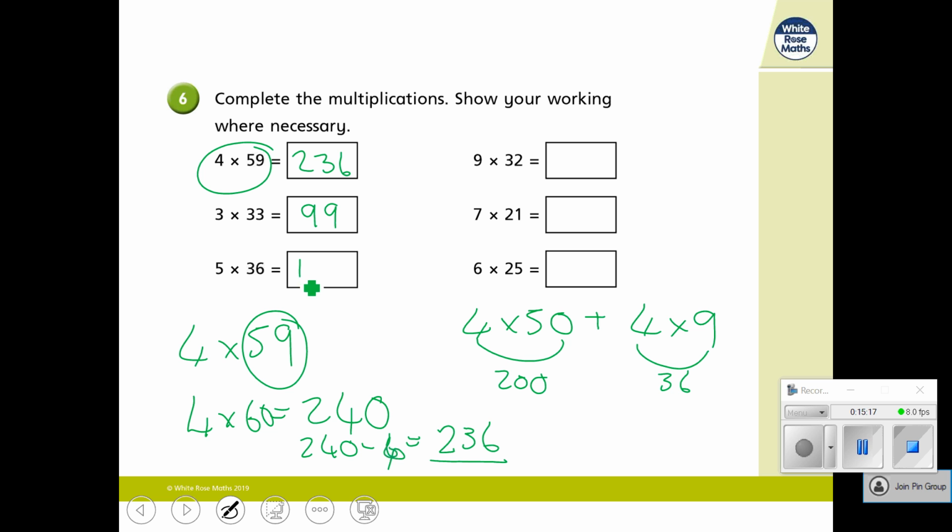5 times 36 is 180. 9 times 32 is 288. 7 times 21 is 147. And 6 times 25 is 150.